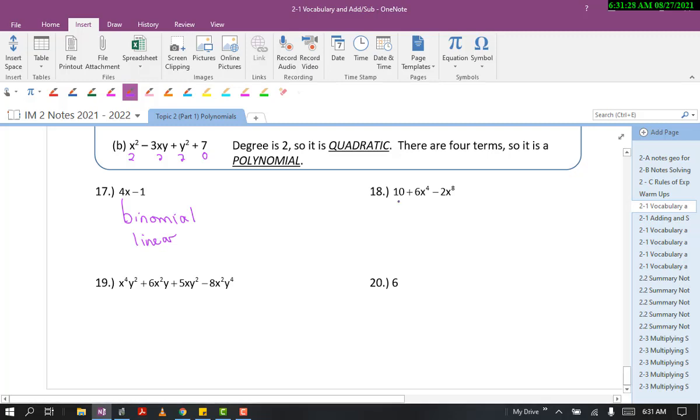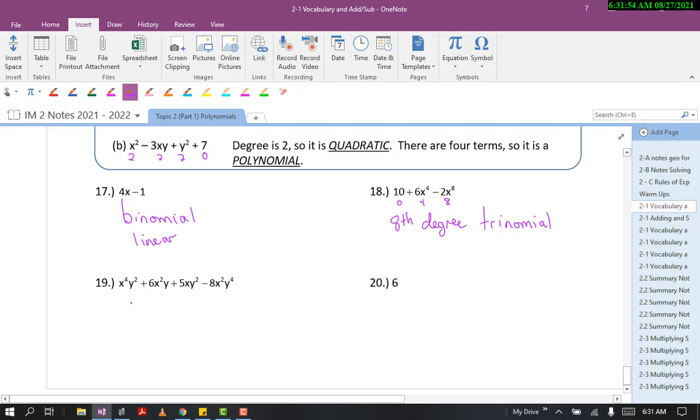18, we have a degree of 0, 4, and 8. So it is an 8th degree polynomial. We don't have anything quite like that, so just 8th degree. And there are 3 terms, so it's a trinomial. 8th degree trinomial.